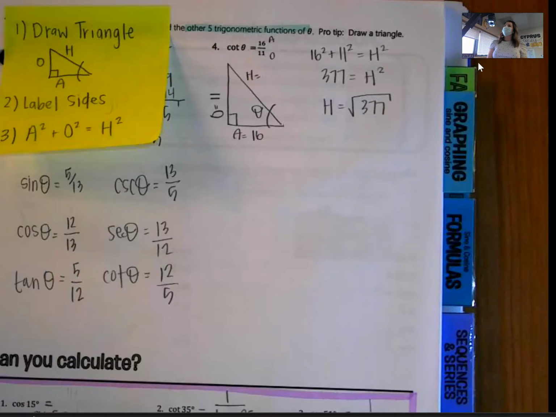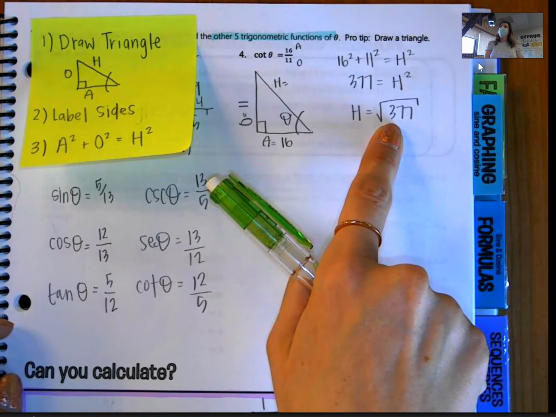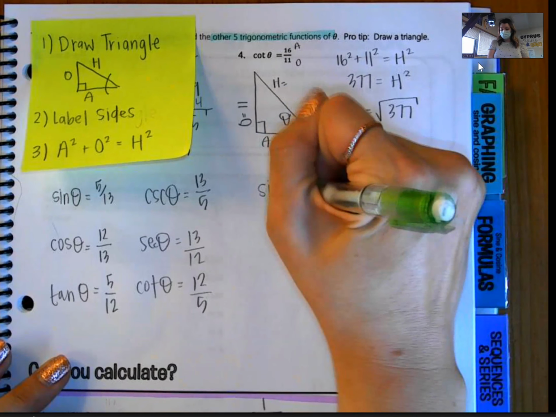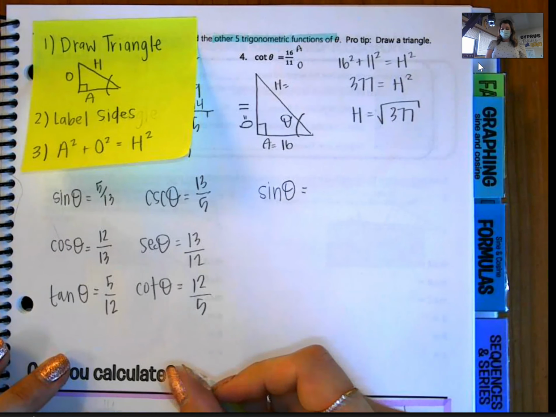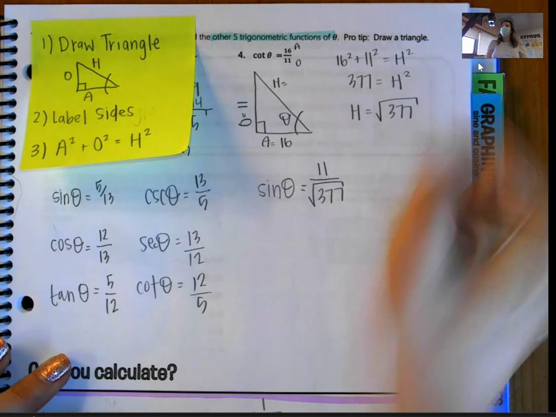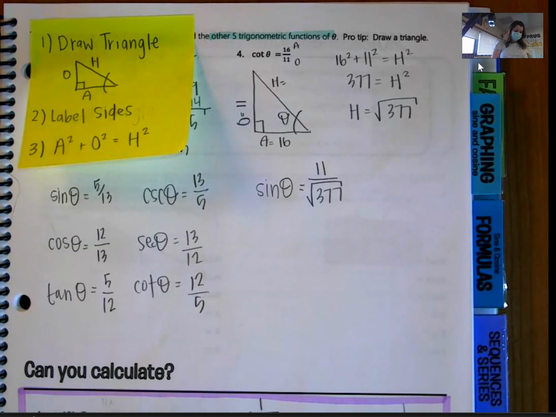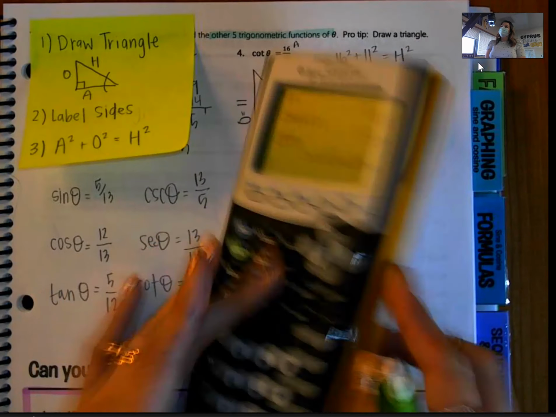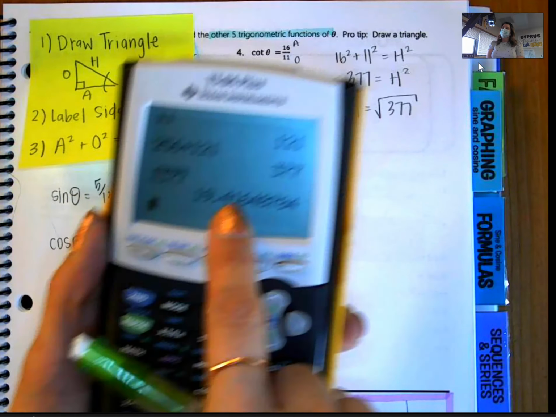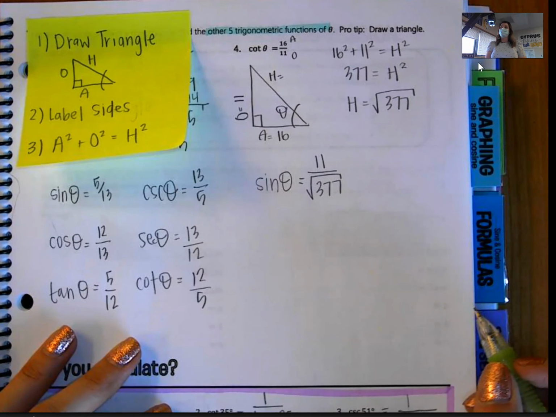Okay, so unfortunately, I get 377, and it's not a perfect square. So when I go through and find my ratios, the sine of theta is not nice looking. It is 11 over the root of 377. You could change it to its decimal, but we usually don't do that when we're doing trig. So if you plugged it in, you should have got a decimal that was 19.4. You could use that. We just don't typically do that for these kinds of problems.